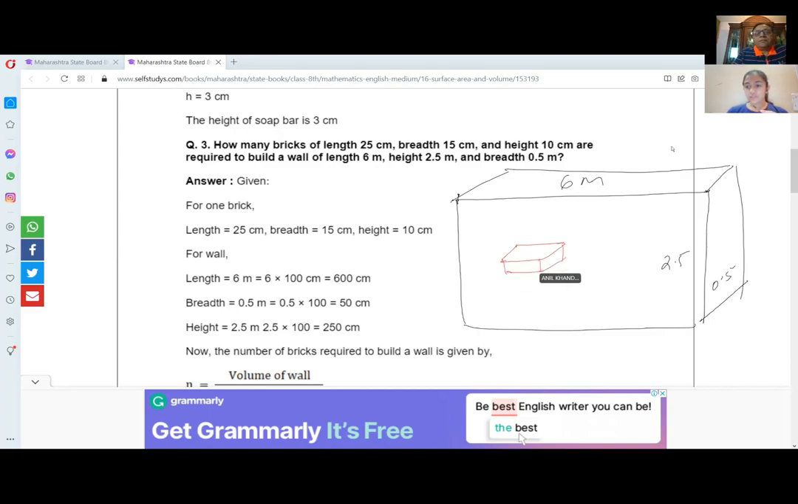3,750. Now be careful. We are talking about two different units. The units for the wall are in meters, but the units for the brick are in centimeters. So convert them into meters. 25 will be written as 0.25 meters, 15 will be written as 0.15 meters and 10 will be written as 0.1 meter. That is the volume of a brick, which I have shown in red in this diagram. The black thing shows the wall. So what is the volume of the brick? Now multiply those numbers and tell me.